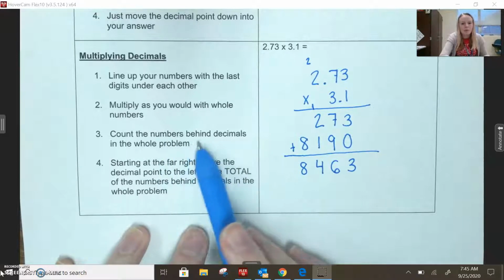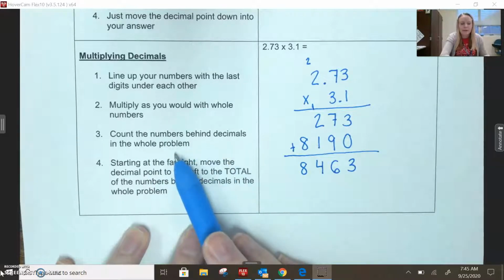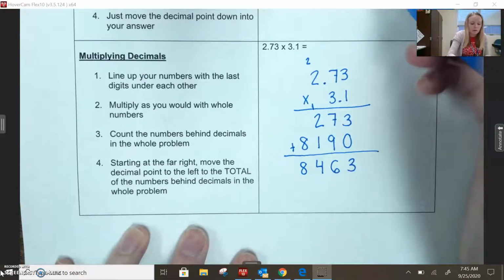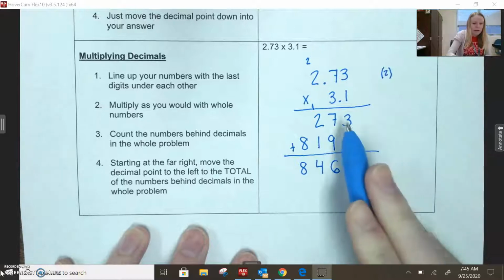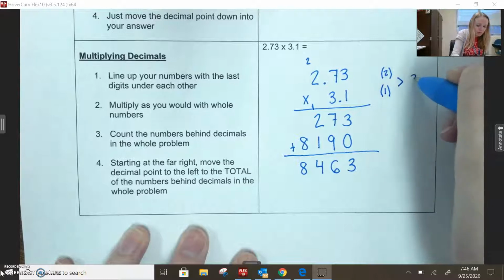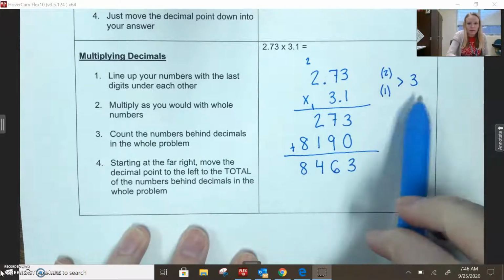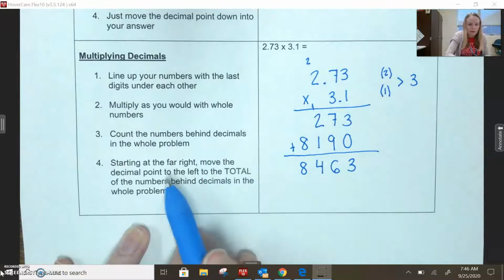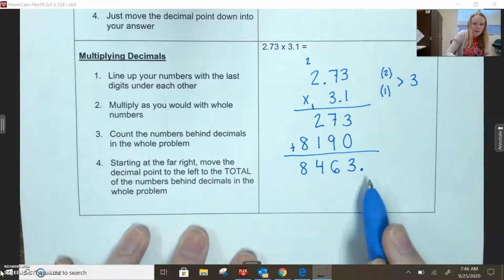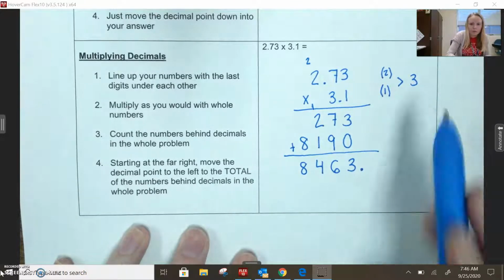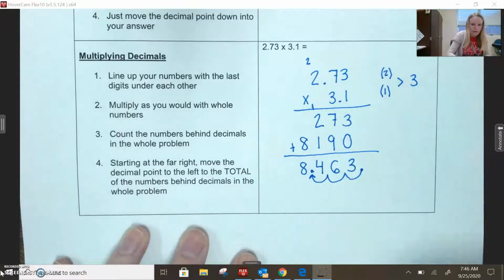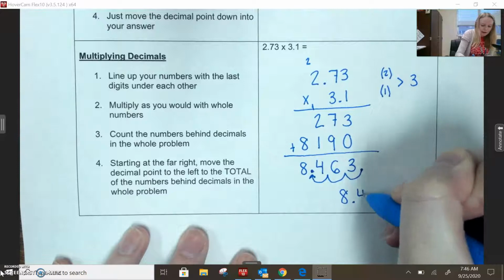So we have to go back and figure out, we're going to count the numbers behind the decimals in the whole problem. So with this first number, there were 1, 2 places behind the decimal. And in my second number, there was only 1 place behind the decimal. So in total, I had 3 numbers behind the decimal. So now that I've counted those, I'm going to start at the far right of my product here, and then I'm going to move it over 3 places. 1, 2, 3. And then this will be my final answer, 8.463.